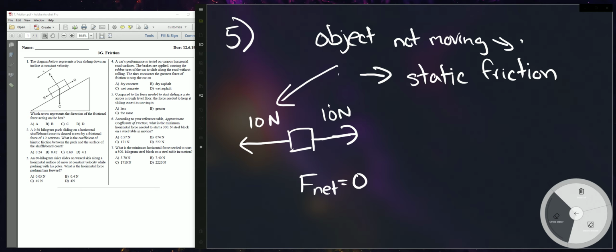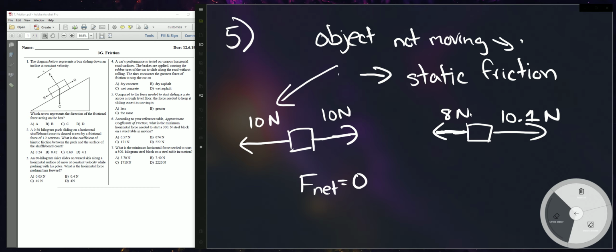Let's say to get this box moving, I have to apply a force of 10.1 newtons. Once I apply a force of 10.1 newtons, kinetic friction is going to start taking over. And so my kinetic friction is going to be less, because we talked about this in class in real life scenarios.